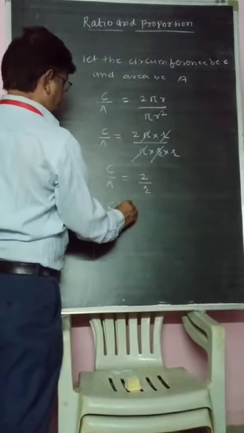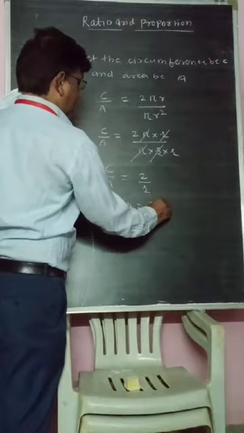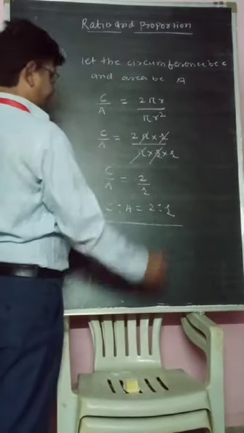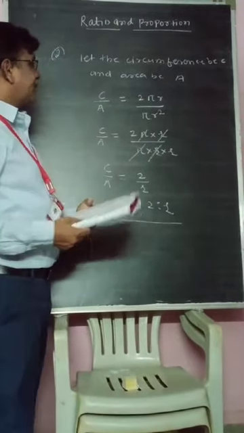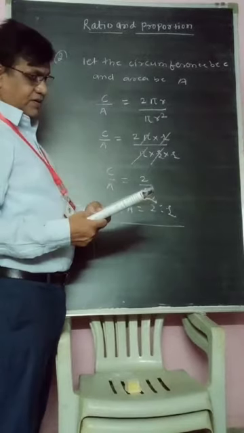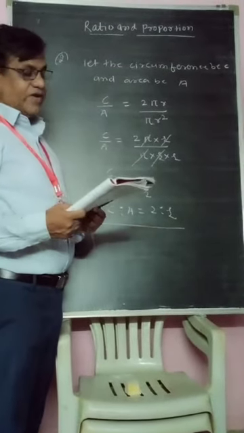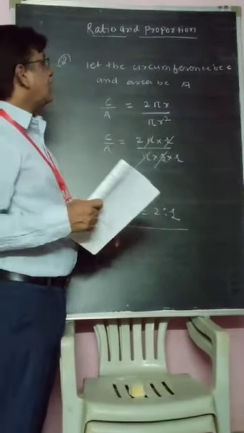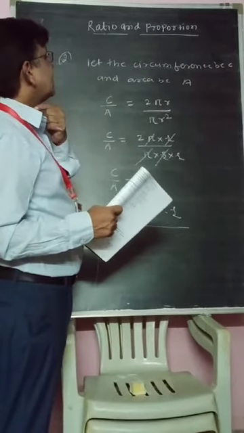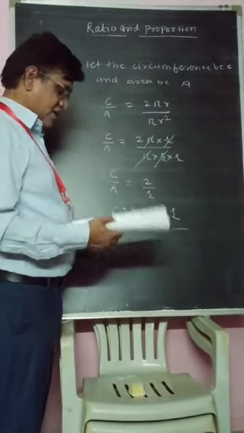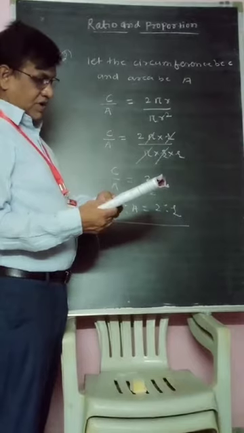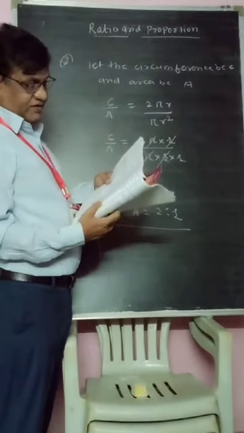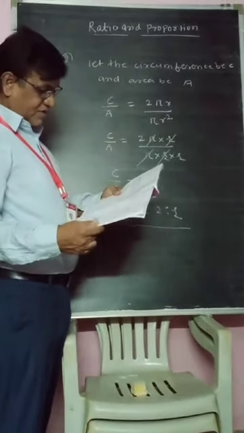So C is to A is equal to 2 is to r. This is the ratio. You get it now? Right? So in this way you can find out the ratio of the given quantities. Now one more is there. You have to solve this last question, the fourth question.